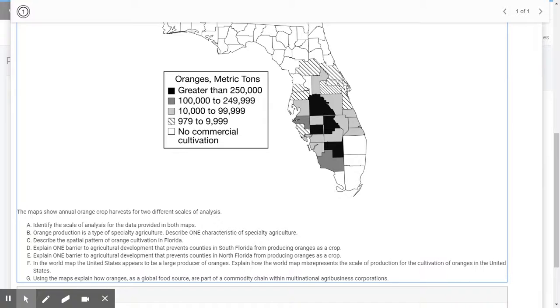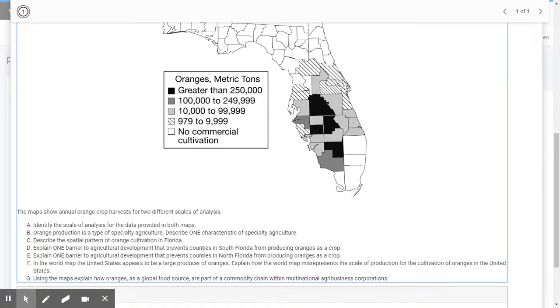Preservation of land, you have a lot of national parks, you have the Everglades in South Florida. So if you worded, again, this is explain, so you can't just say preservation of land, you have to say preservation of land due to environmental pressures, due to the desire to maintain natural wetlands or natural forests, grasslands. That would get you the point.